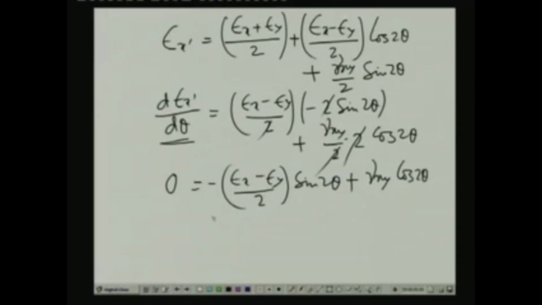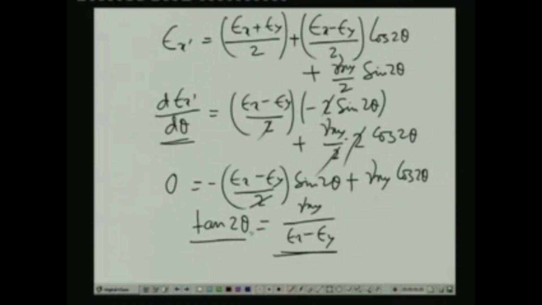Now, this gives us that the value of tan 2 theta is equal to gamma xy by epsilon x minus epsilon y. Sorry, this 2 goes off. This 2 gets cancelled. So, tan 2 theta is equal to gamma xy by epsilon x minus epsilon y.